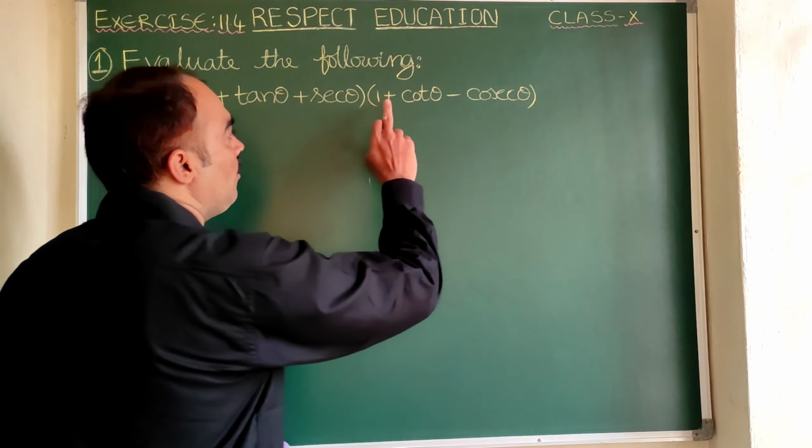Is it clear? In the same way, here can you tell me what is the LCM? Sin theta is the LCM. Now in the same way, 1 into sin theta is sin theta. Here the denominator is the same, so we can write the numerator as it is. So here cos theta will come, and here also minus 1 will come.